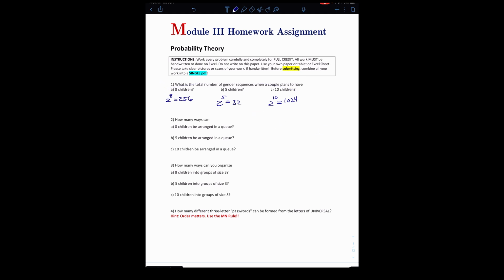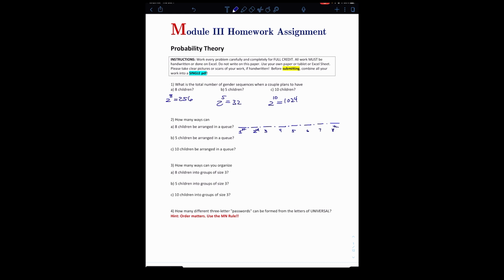How many ways can 8 children be arranged in a queue? So you have 8 positions. So you have 1, 2, 3, 4, 5, 6, 7, 8. You have 8 positions. How many ways can 8 children be arranged in a queue? Well, for the first position, any of the 8 of them could stand on this position. This is the first position, second, and so on. 4th, 5th, 6th, 7th, and 8th positions.